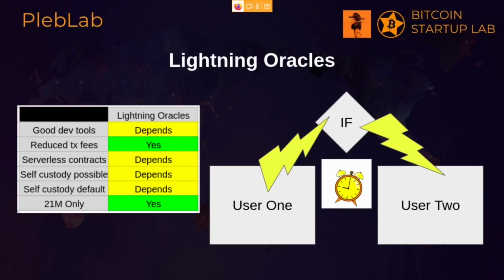Like if you want to bet on the outcome of a presidential election, for example, if you want to make a payment to Bob only if Biden wins the upcoming election, you can't really do that because it's too far away, and you can't make a Lightning payment that'll last until the election happens.